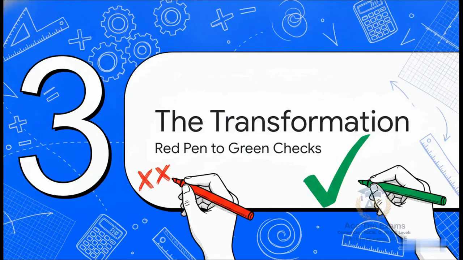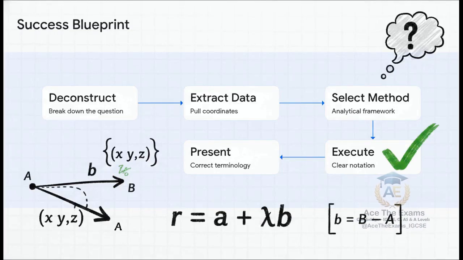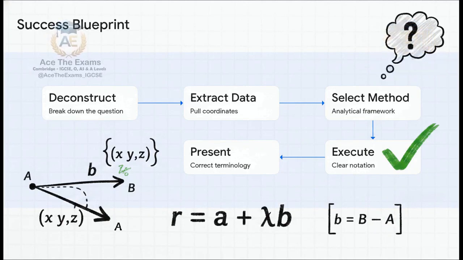Act 3. The transformation. Let's take you from red pen to green checkmarks. Let's see how this all builds into what we call the Mathematics Success Blueprint. We are going to take Alex and Sam's flawed answers from earlier, and we are going to rewrite them mentally right now with surgical guidance. The absolute crucial point here is systematically applying this standardized 5-step sequence. Let's walk through it together.